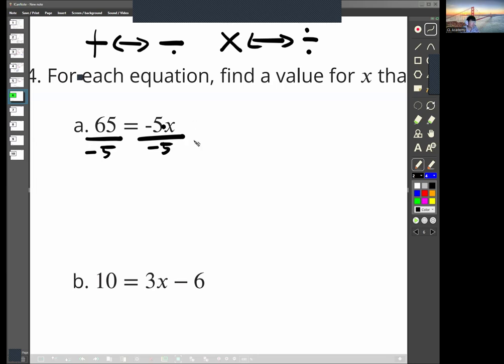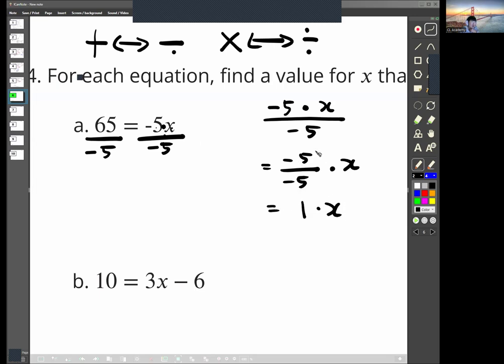Now, -5x over -5. That's the same meaning as -5 times x over -5, which is -5 over -5 times x. They're the same meaning. -5 over -5, that's 1. Why? They are the same number. A number divided by itself is 1. So 1 times x, x. So on the right-hand side, I will get x.